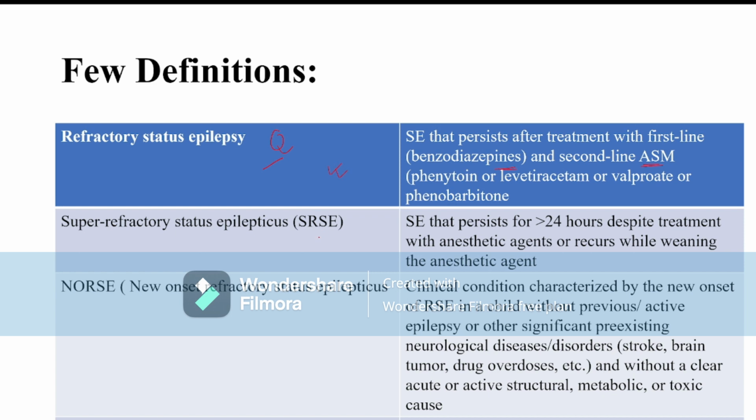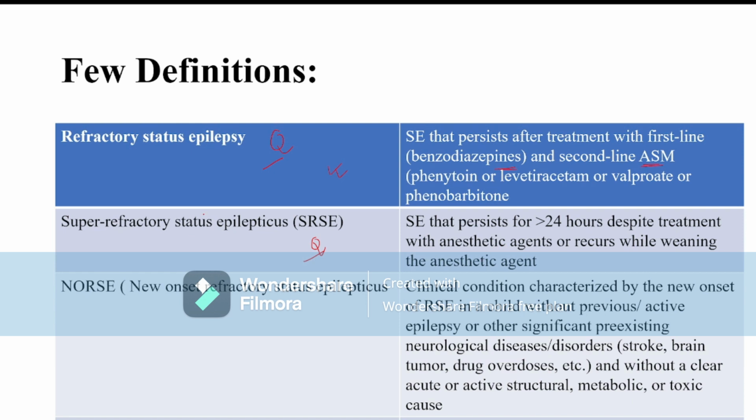What do you mean by super refractory status epilepticus? That is, if the seizure persists more than 24 hours despite treatment with an anesthetic agent like midazolam infusion or ketamine or propofol or thiopentone, then we call the patient as suffering from super-refractory status epilepticus.